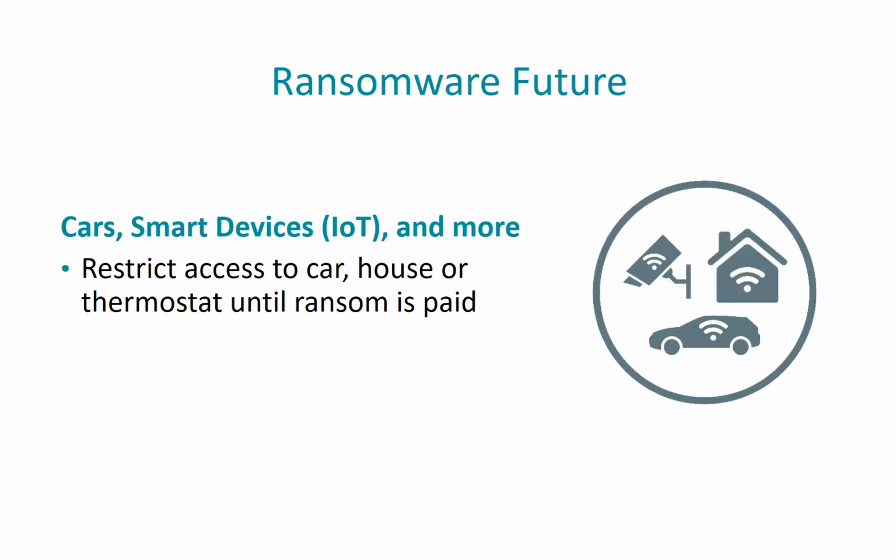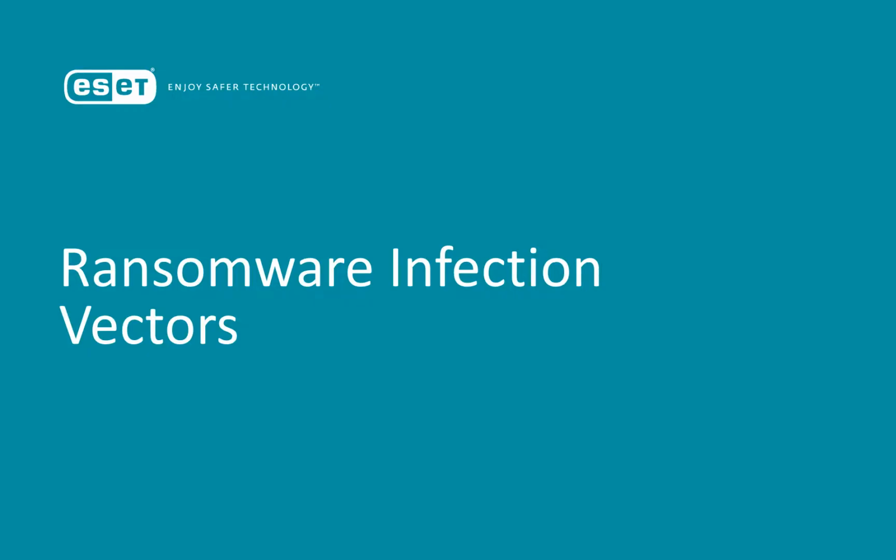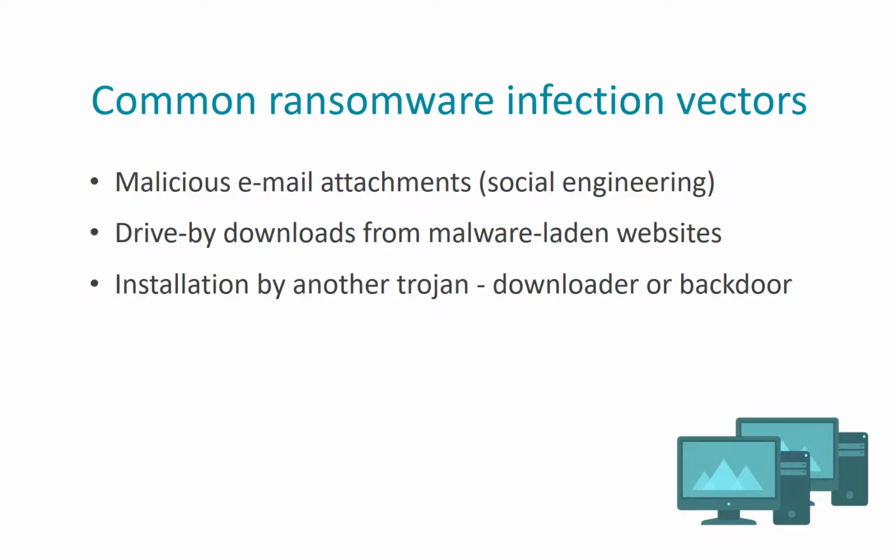But they also could do this to any internet-connected device. For instance, they could restrict access to your car, your house, your thermostat until the ransom is paid. Now, ransomware infection vectors. The most common infection vector for ransomware is via malicious email attachment.